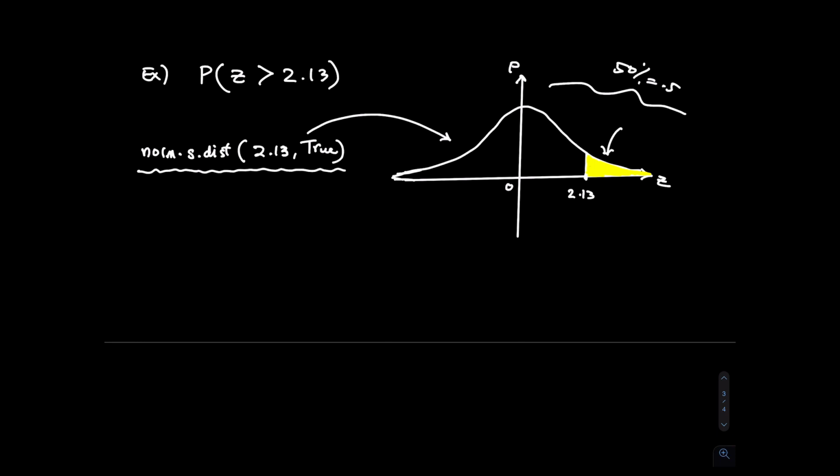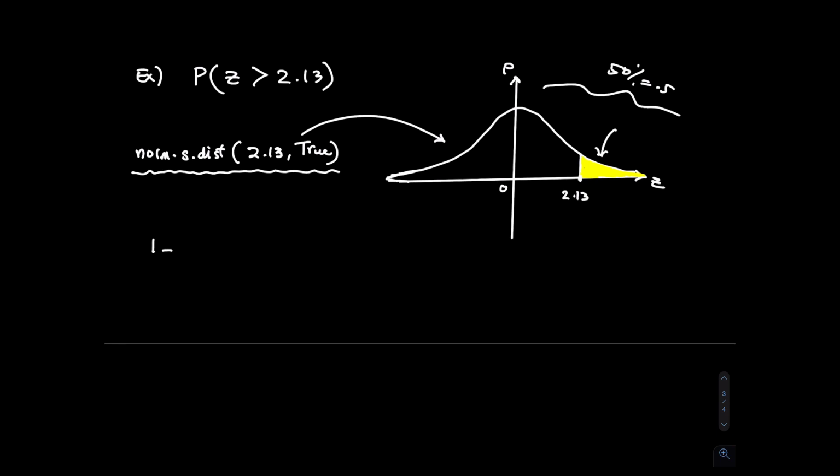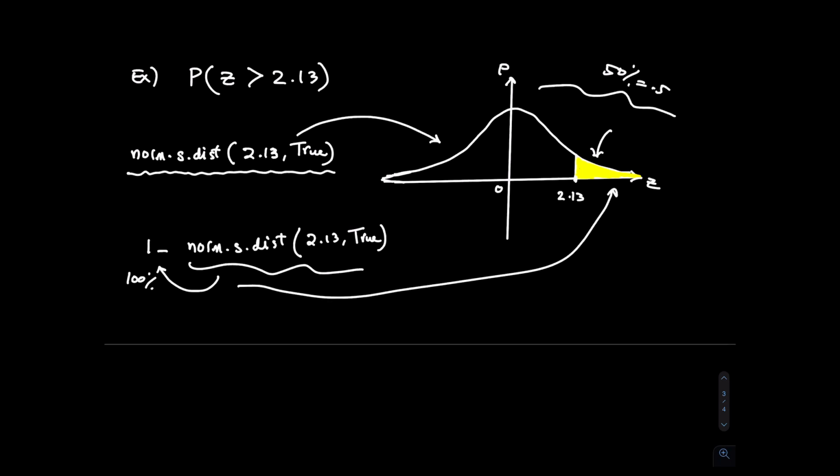If you didn't have that picture, you wouldn't have recognized that. So instead of typing norm.s.dist of 2.13 comma true, you type 1 minus the norm.s.dist of 2.13 comma true. This will give you the bottom area, and then you subtract it from 100%, and it'll give you the top area that you're looking for. So if I was asking you to find the probability that z is less than 2.13, then this command would have sufficed.